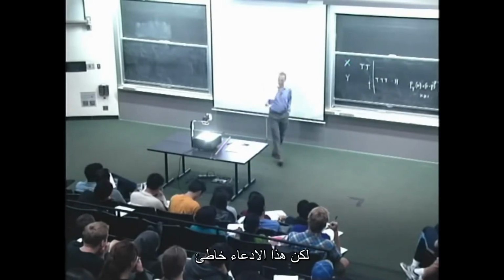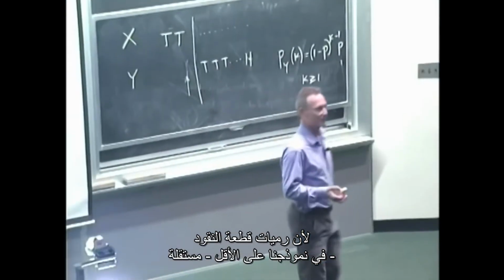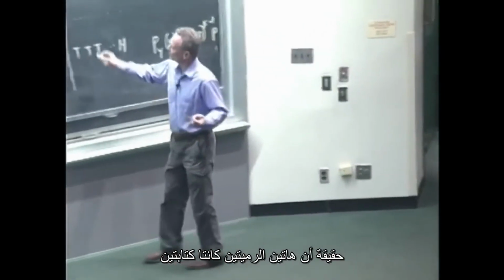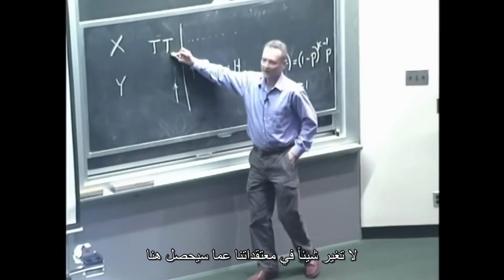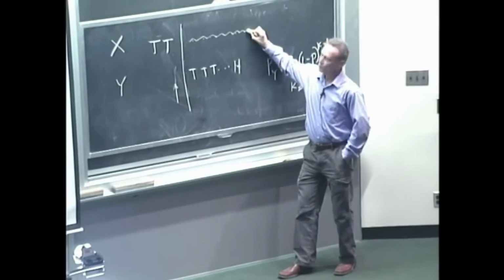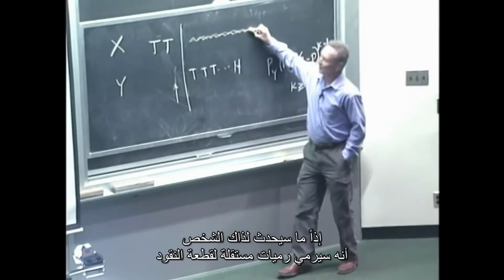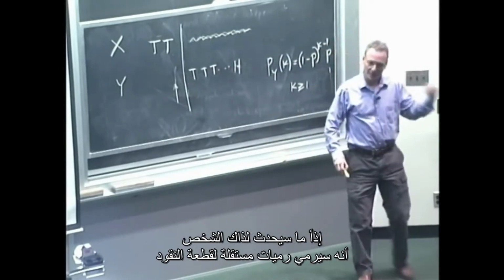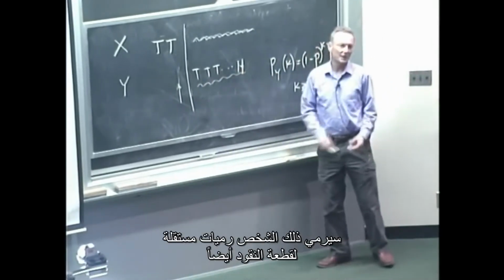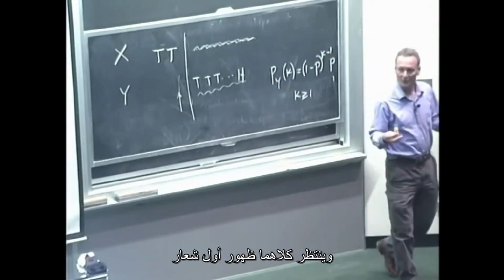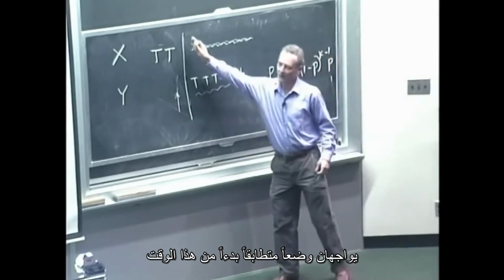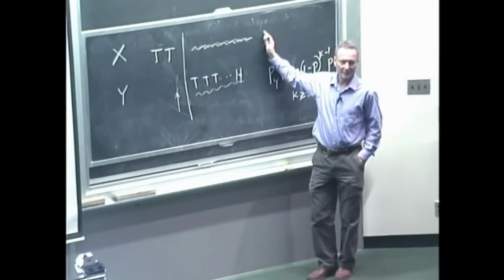But this is a wrong argument, because coin flips, at least in our model, are independent. The fact that these two happened to be tails doesn't change anything about our beliefs about what's going to be happening here. So that person will be flipping independent coin flips. That person will also be flipping independent coin flips, and both of them wait until the first head occurs. They're facing an identical situation starting from this time.